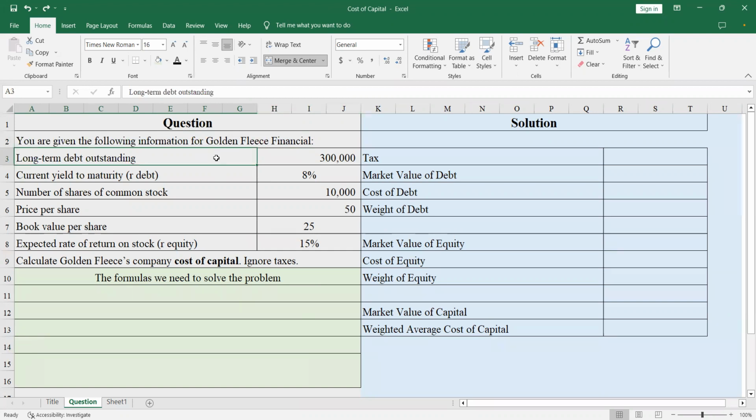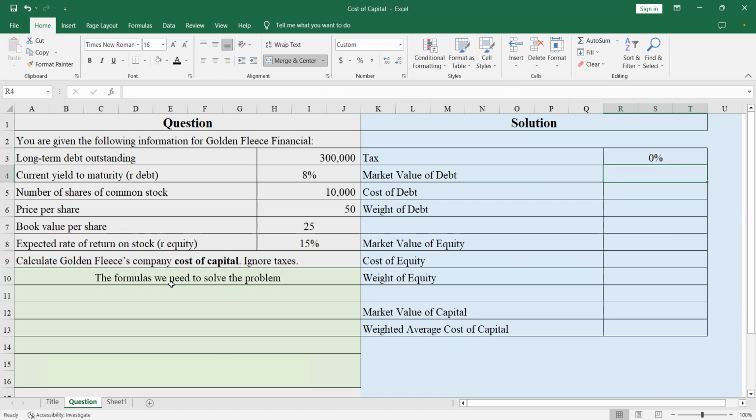We are given the amount of loan that the company has outstanding, the current yield, the number of shares, the price per share, the book value per share, and the cost of equity, the expected rate of return on the stock. Now, the first thing we need to do is, because we have both debt and equity in this capital structure, the cost of capital will be equal to your WACC. So we are essentially calculating the WACC in this question. Ignore taxes. When you ignore taxes, that simply means that you have taxes of 0%.